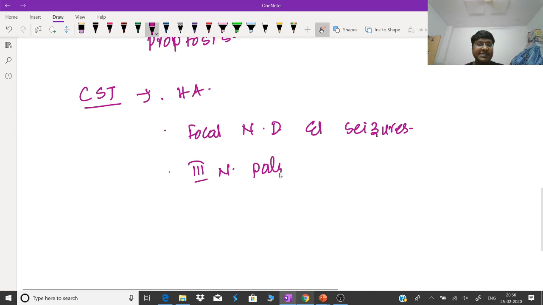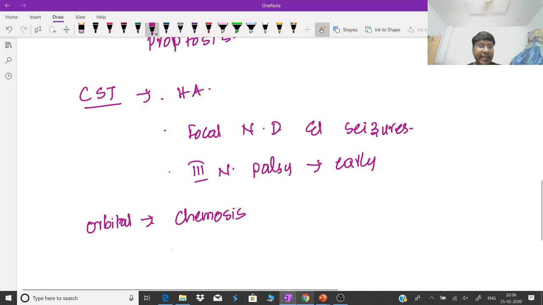Isolated third nerve palsy is the early manifestation. Now, what will be the orbital signs in cavernous sinus thrombosis? You will have chemosis, and you will also have exophthalmos. Exophthalmos is another important feature in case of cavernous sinus thrombosis.